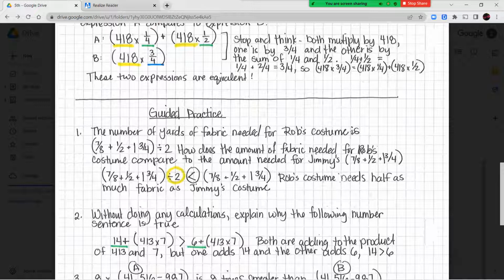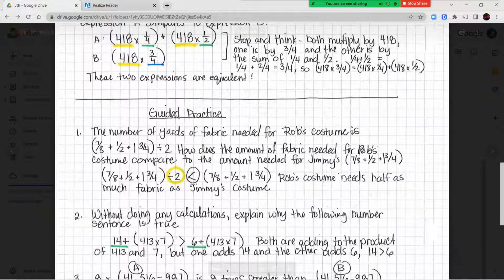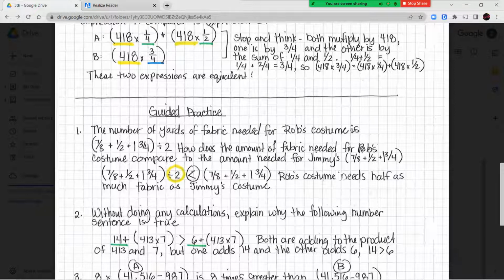Now the only difference here is that Rob's costume is half of that amount, so it's divided by 2. So we know that Rob's costume needs half as much fabric as Jimmy's, so Rob's costume, the total amount of fabric, is less than the total amount needed for Jimmy's.